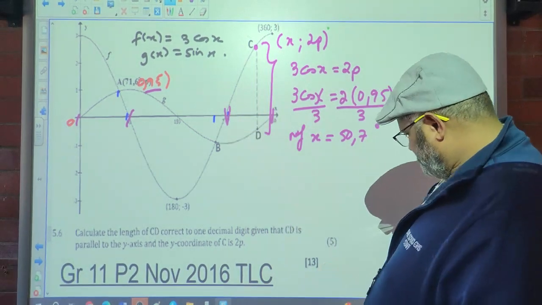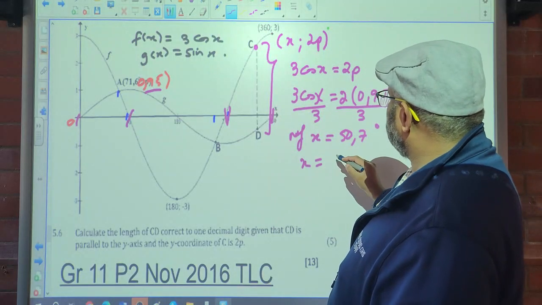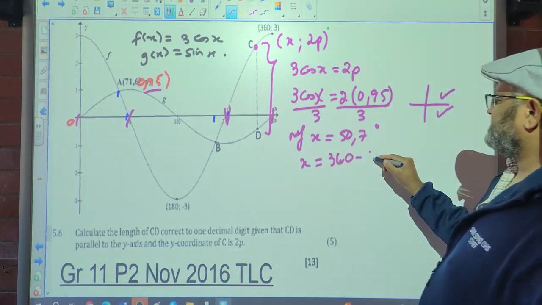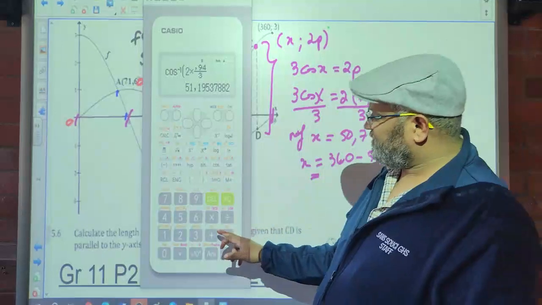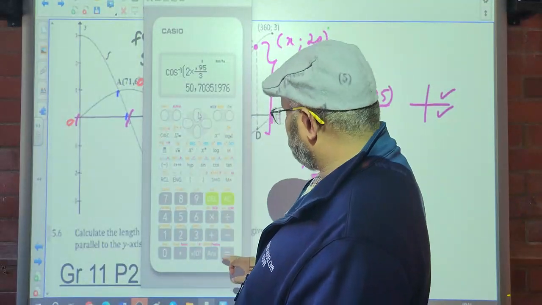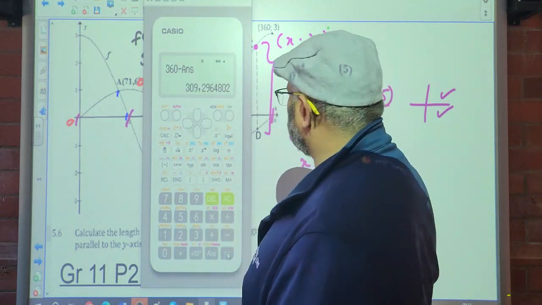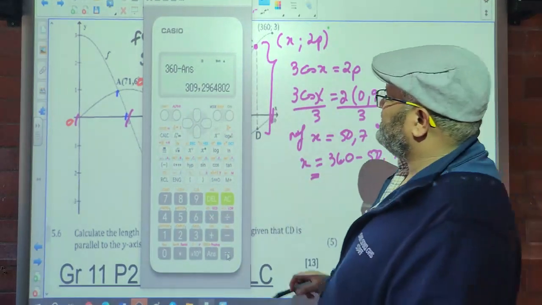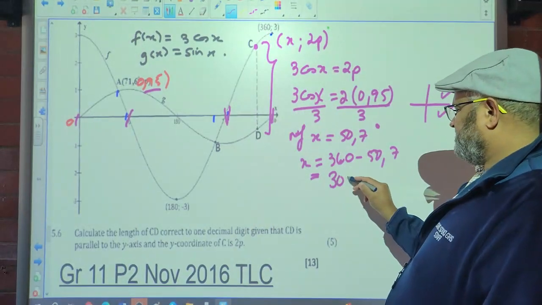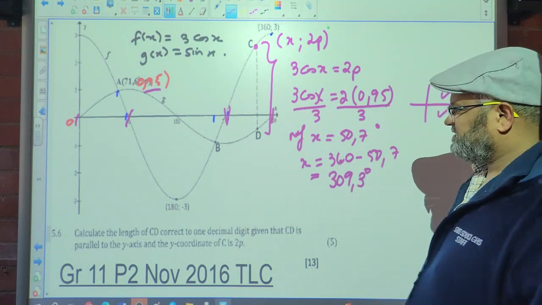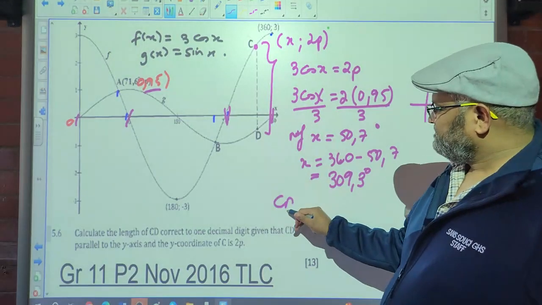You guys see that? So my x value is actually 360 minus 50.7. So 360 minus 50.7 is 309.3 degrees. But have I answered the question? No. The question was for CD.